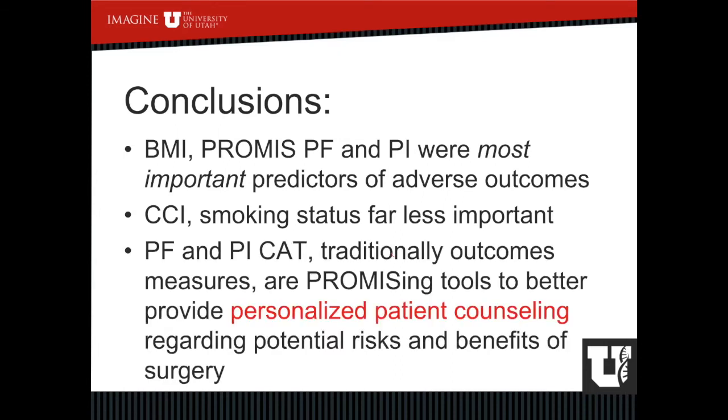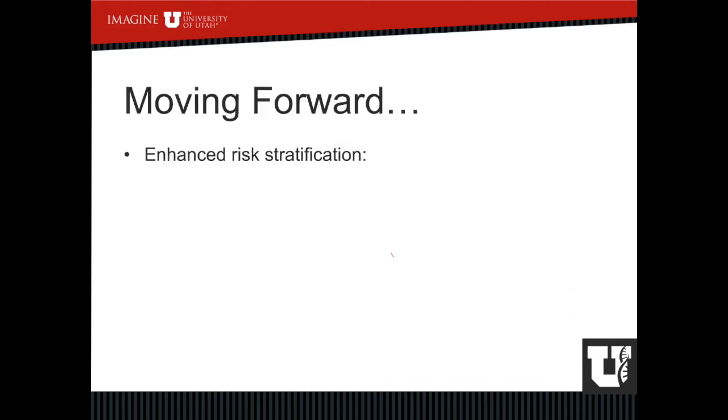So physical function and pain interference, although traditionally our outcome measures, are promising tools to better provide really personalized patient counseling regarding the potential risks and the likelihood of benefits following surgery. So moving forward, where can this research go?